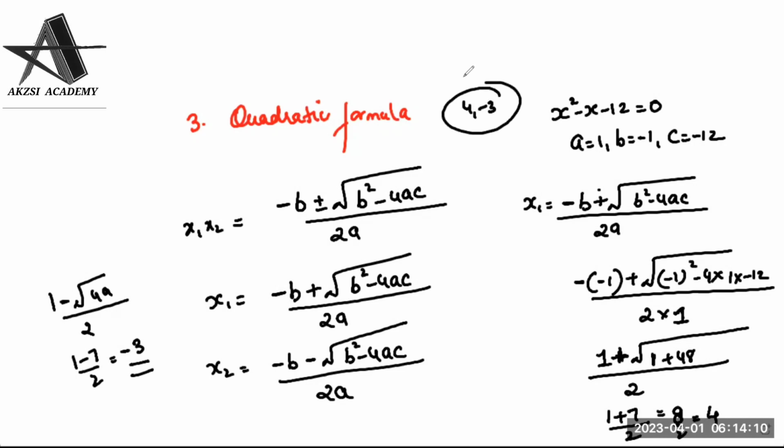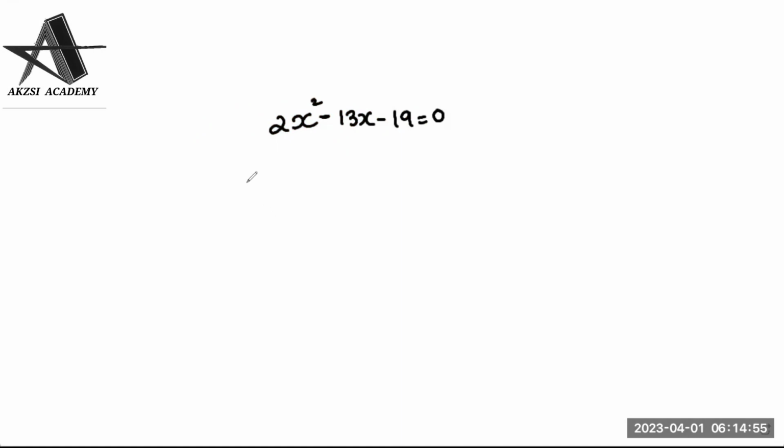This question you can easily solve by the factorization method as well. But when you have very difficult questions, you have to pick this one. Let me do one difficult question on it where you can get a decimal answer. Now see this equation: 2x squared minus 13x minus 19 definitely seems a little difficult. If you want to solve it with the factorization method, it's not possible. Let me see how we can do it with the quadratic formula.